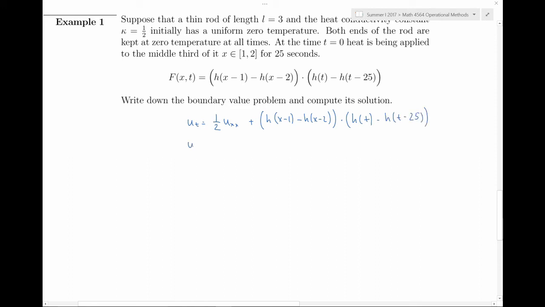The boundary conditions are u of 0, t equals 0, and that equals u of 3, t, because at both ends the temperature is kept at 0. And initially, at time t equals 0, my temperature was at 0. This makes this problem very easy to solve. Let's go ahead and do that.